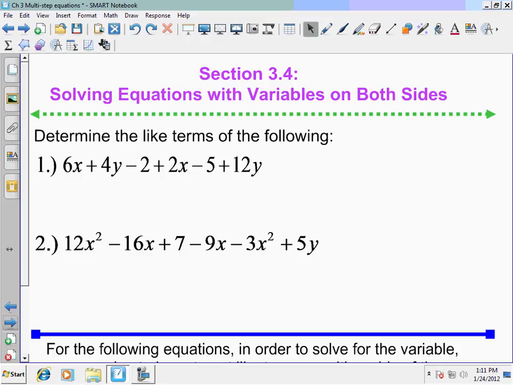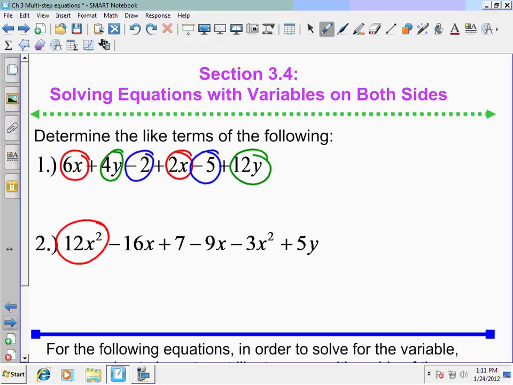So keep those aligned. What we want to look at here is what happens when you have variables on both sides of the equation. Okay, so what we want to do here is this little practice. Look for things that are similar, like terms. 6x and 2x go together. 4y and 12y go together. Numbers go together. Okay, so we're looking for things that are similar. Looking for the same thing down here.